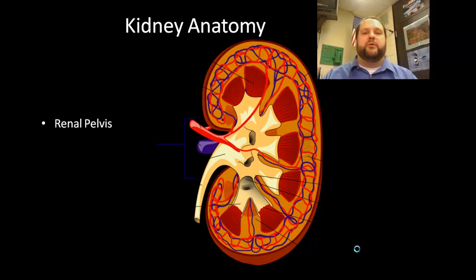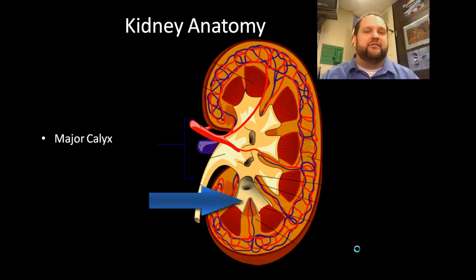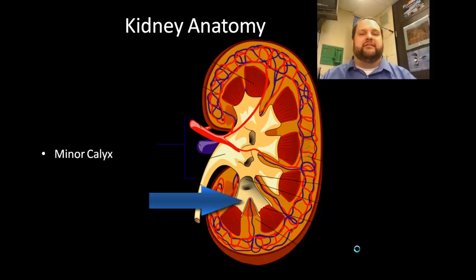Now the renal pelvis is broken into two parts. It's broken into these major calyxes, which is right here. These are the major branches. And then there are some minor branches that reach out to these things we call the medulla, and they're called the minor calyxes, and they're located right here. So that's the renal pelvis. The renal pelvis branches off into major calyxes and minor calyxes, and then eventually they lead to the medullas.